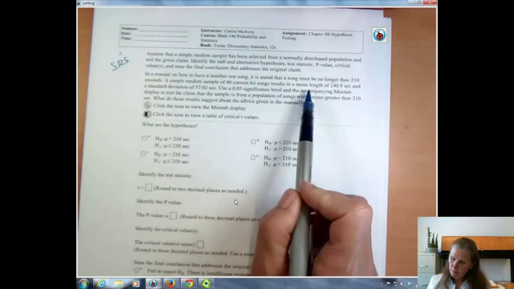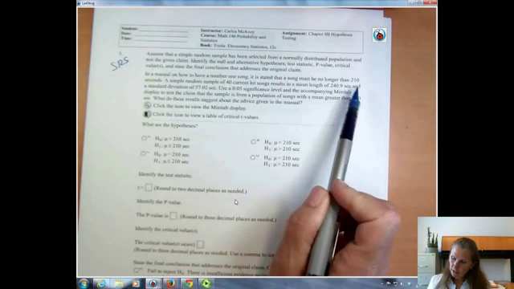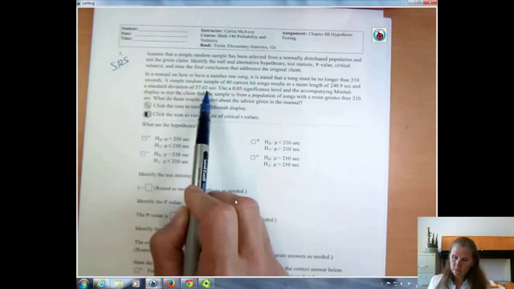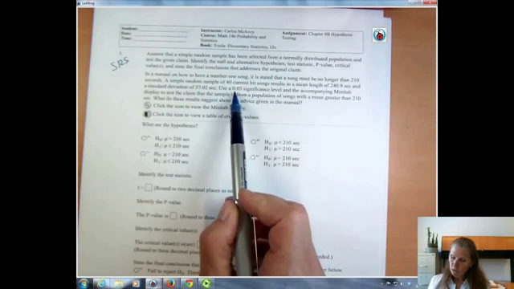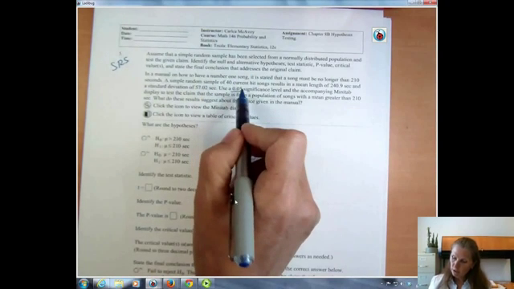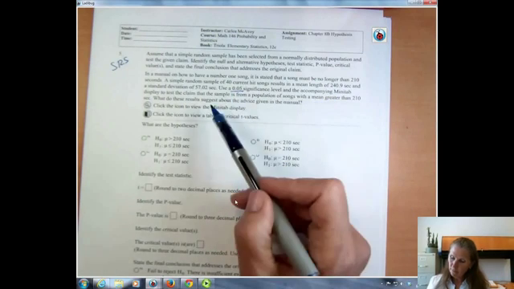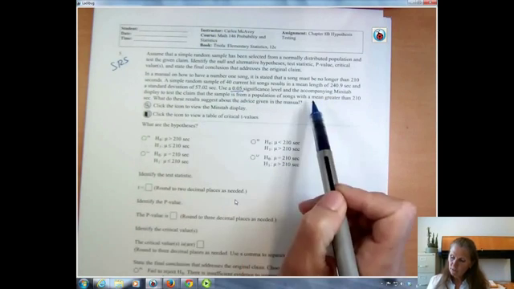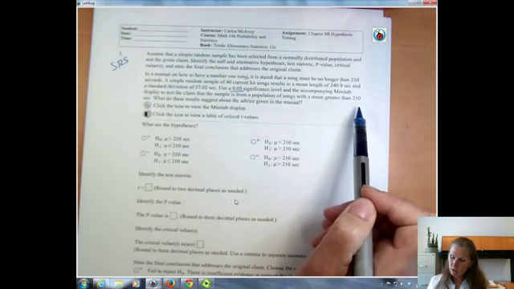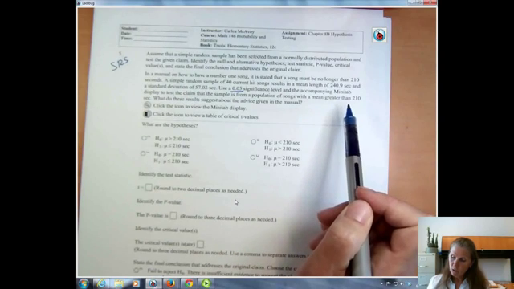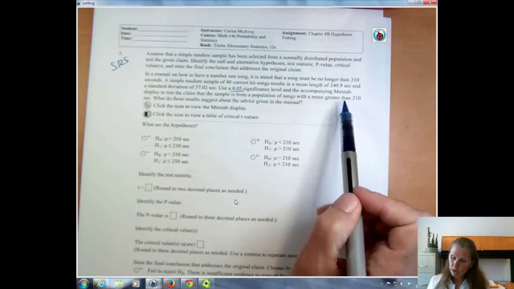Okay, in a mean length of 240.9 seconds and a standard deviation of 57.02 seconds. Use 0.05, that's pretty common, and the accompanying Minitab display to test the claim that the sample is from a population of songs with a mean greater than 210 seconds. So we think that the mean is greater than 210.